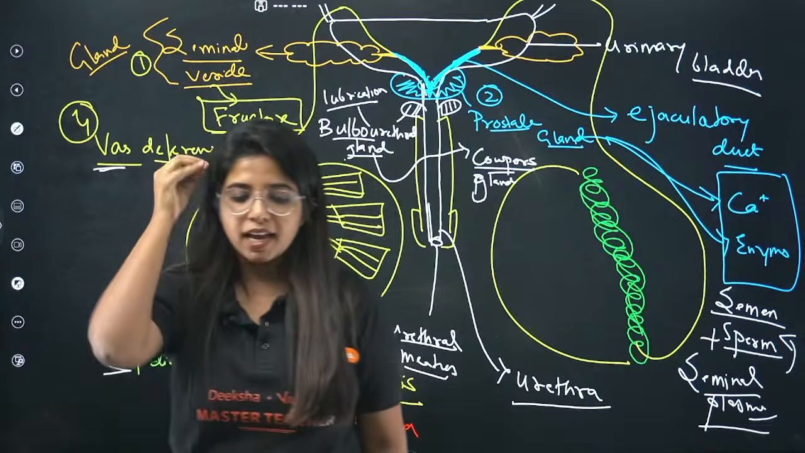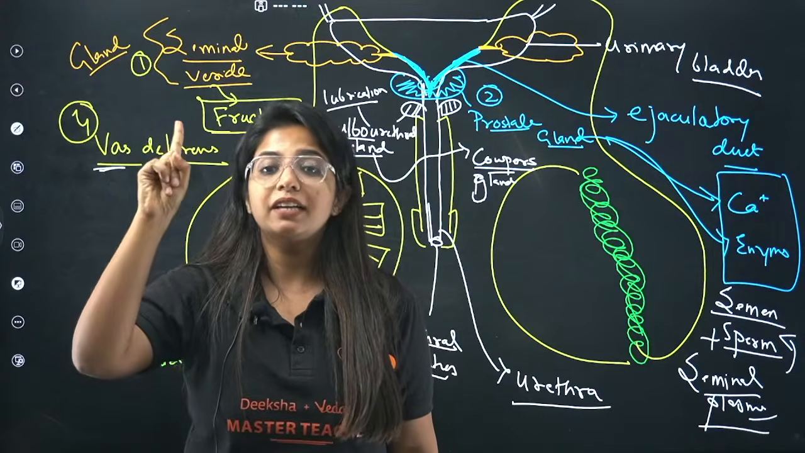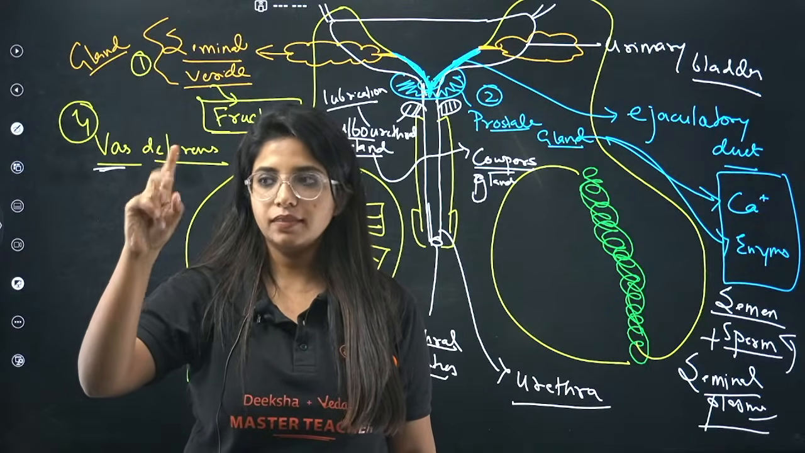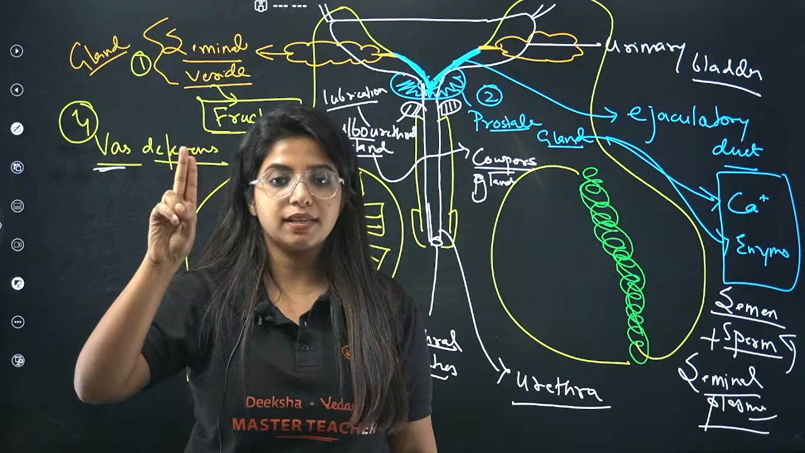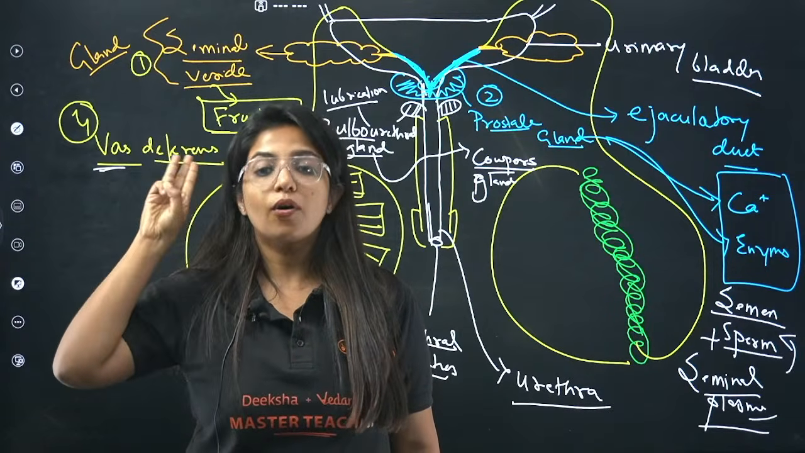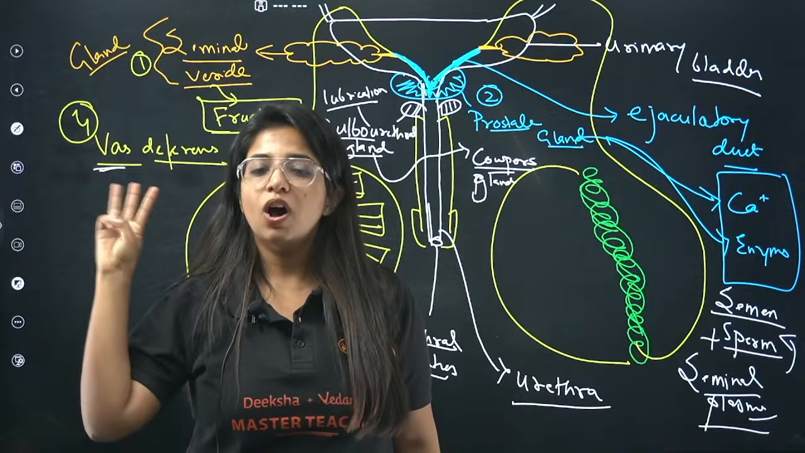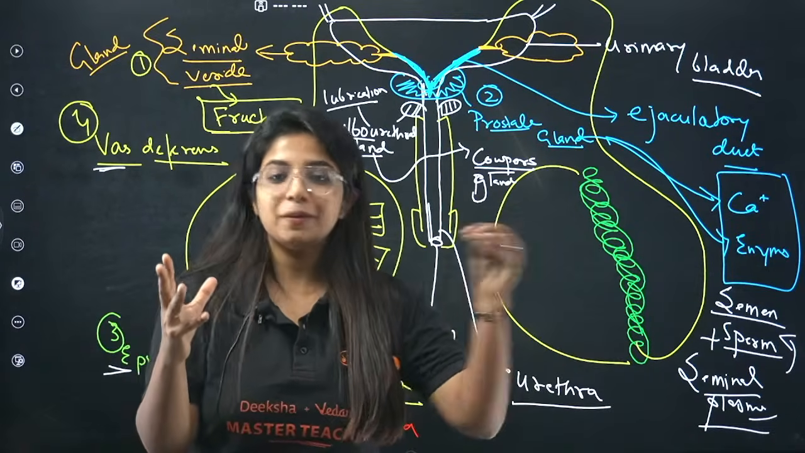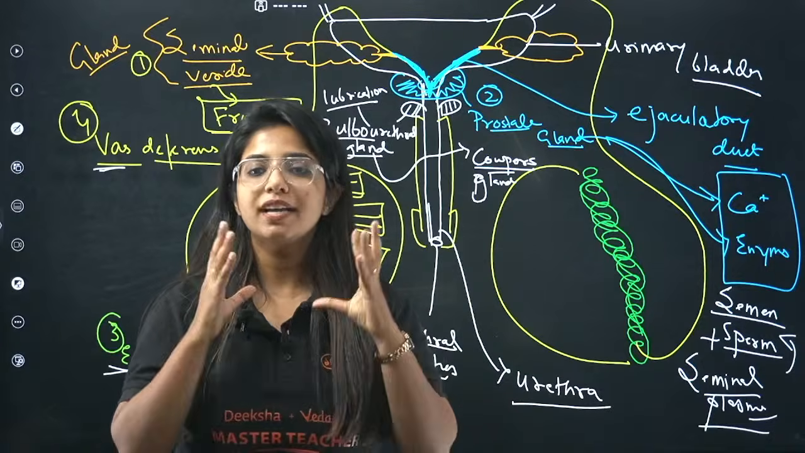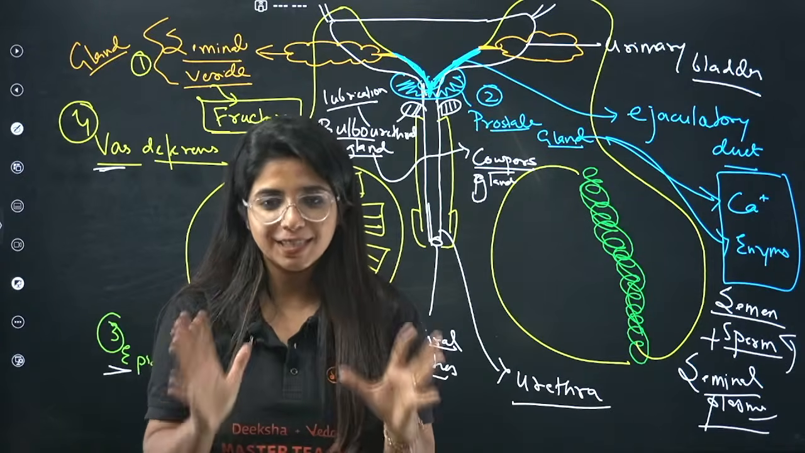Okay, so three glands. Just close your eyes and recollect it. What is it? Seminal vesicle, first one, produces fructose. Second one, prostate gland, produces calcium as well as the enzymes. Third one, bulbourethral or Cowper's gland, helps in lubrication. All of the secretions together, you call seminal plasma. The sperm plus the seminal plasma, you call this as what? Semen.